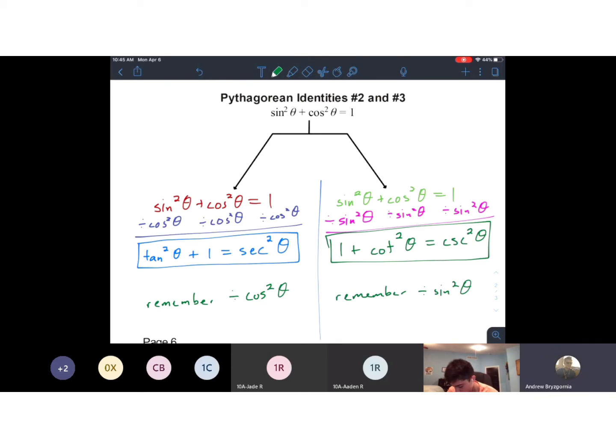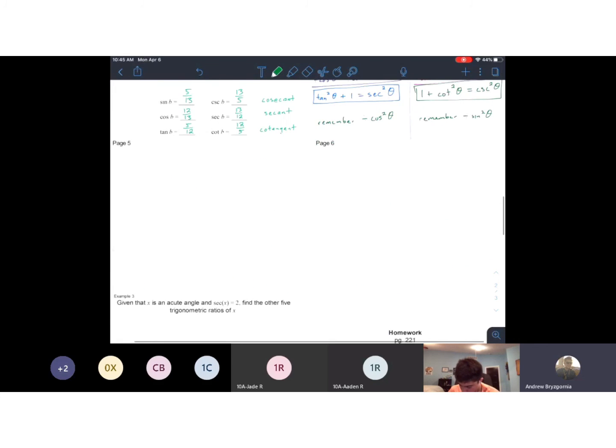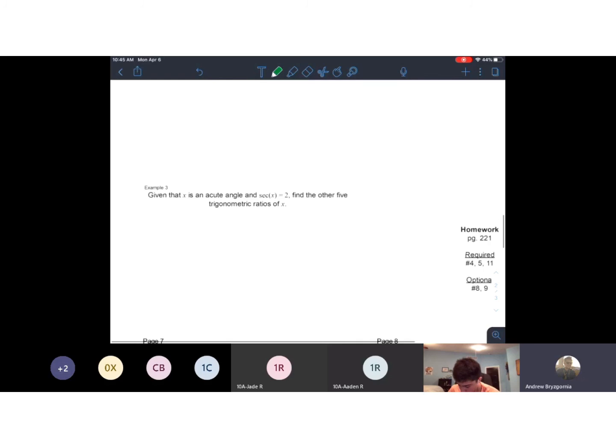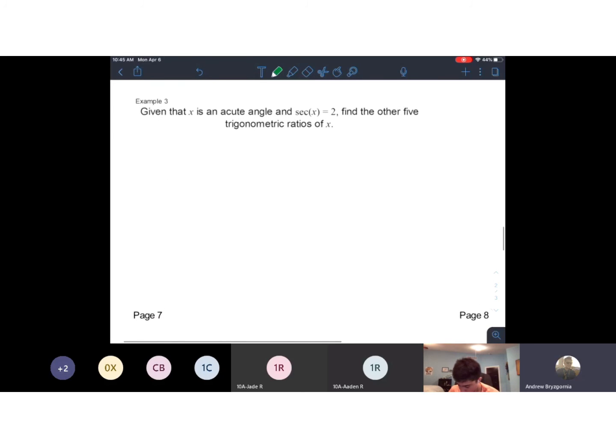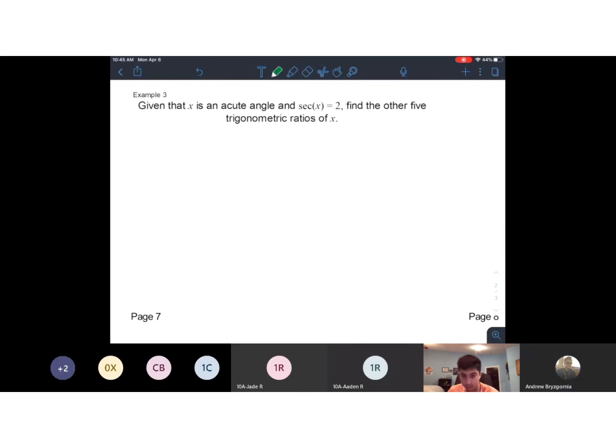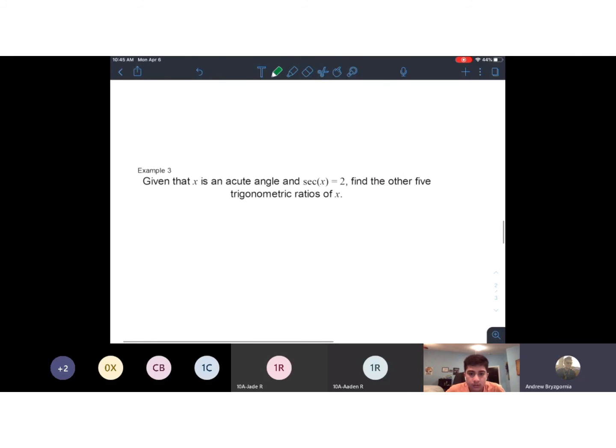Okay, are there any other questions with these here? No? Okay. So I've got just one last example for us then. Here we're saying that x is an acute angle and secant of x is 2, and we're going to find the other 5 trig ratios.